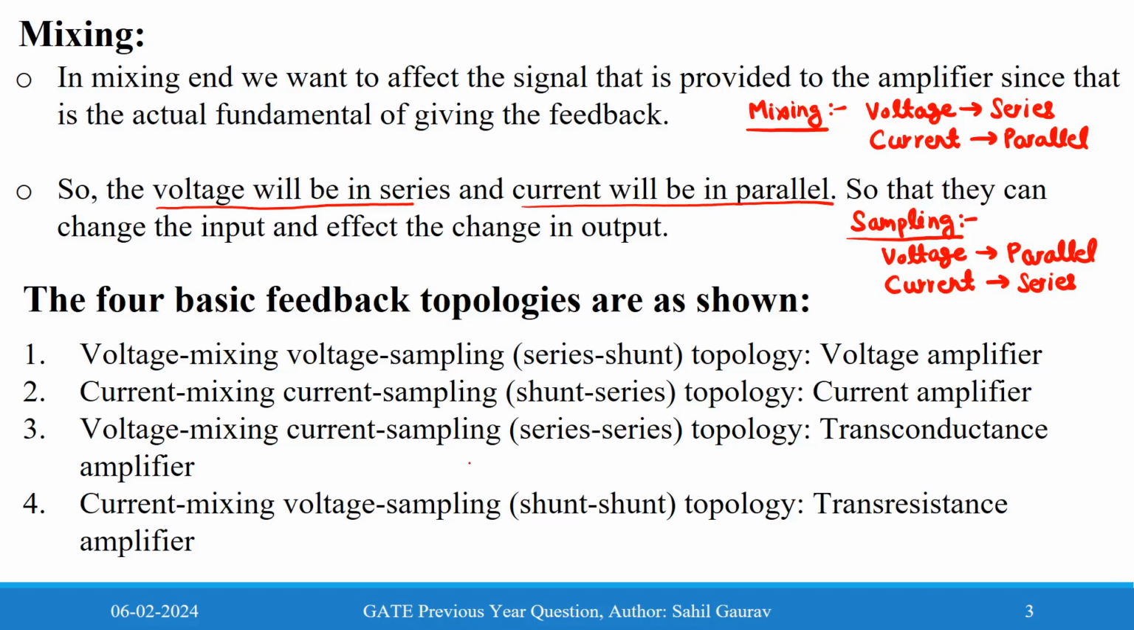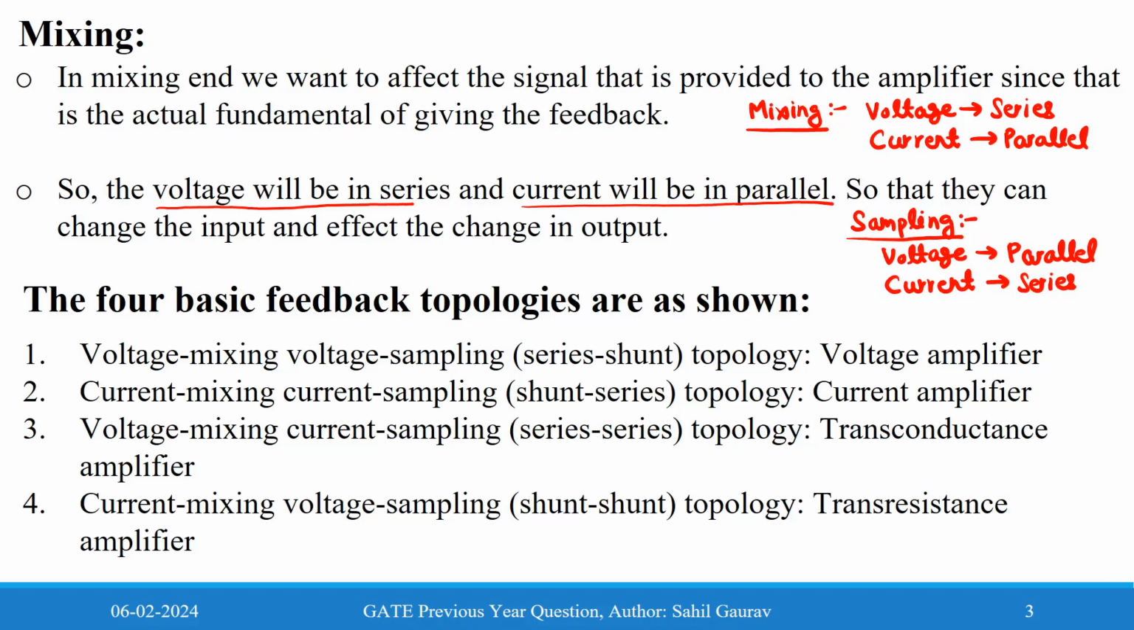So upon this, we have four basic topologies based on series and shunt, that is parallel, connection. When we are doing voltage mixing, it should be series, and voltage sampling, shunt. So series-shunt topology is called voltage amplifier. The second topology is current mixing, current sampling. Current mixing means it should be in parallel, and current sampling means it is in series. So shunt-series topology. Voltage mixing, current sampling is series, and current mixing, voltage sampling means shunt topology.